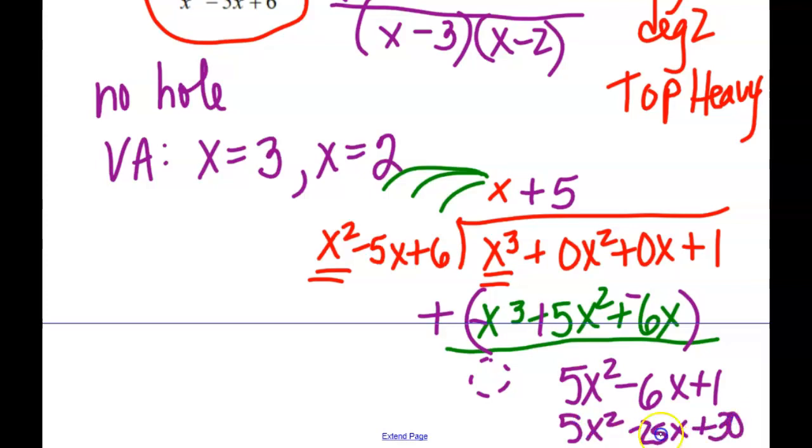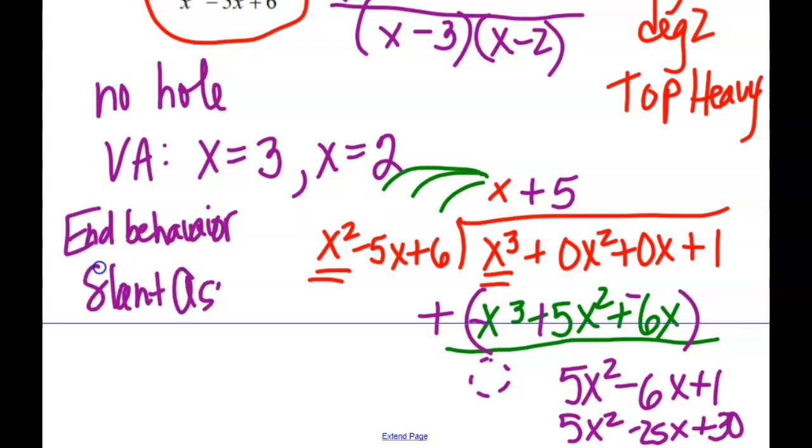Now, is our remainder going to be less power than an x squared? This is going to be a remainder because it's going to be smaller than an x squared, so I don't care about it. This is my equation. What do I write as my end behavior? It would be a slant asymptote, by the way, at y equals x plus 5. If I had more time, I'd keep going just to show you that it would be the remainder.